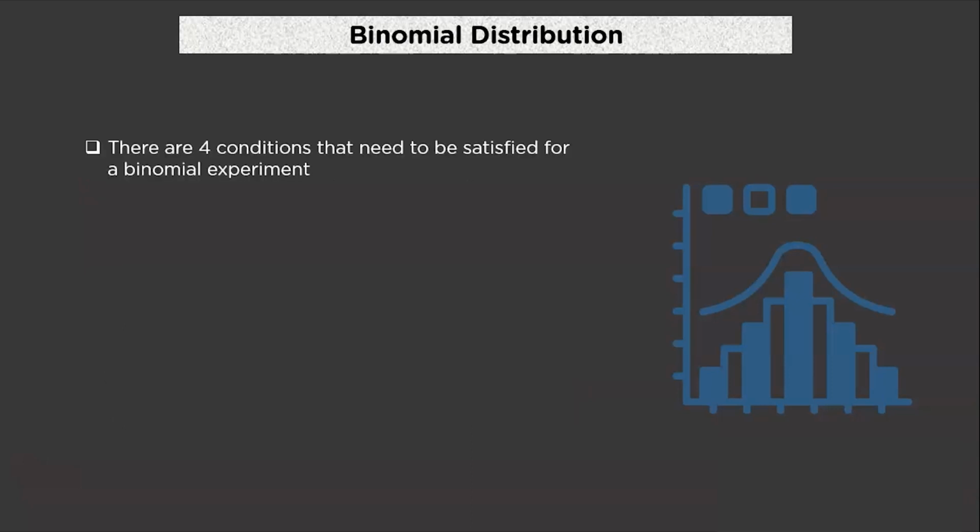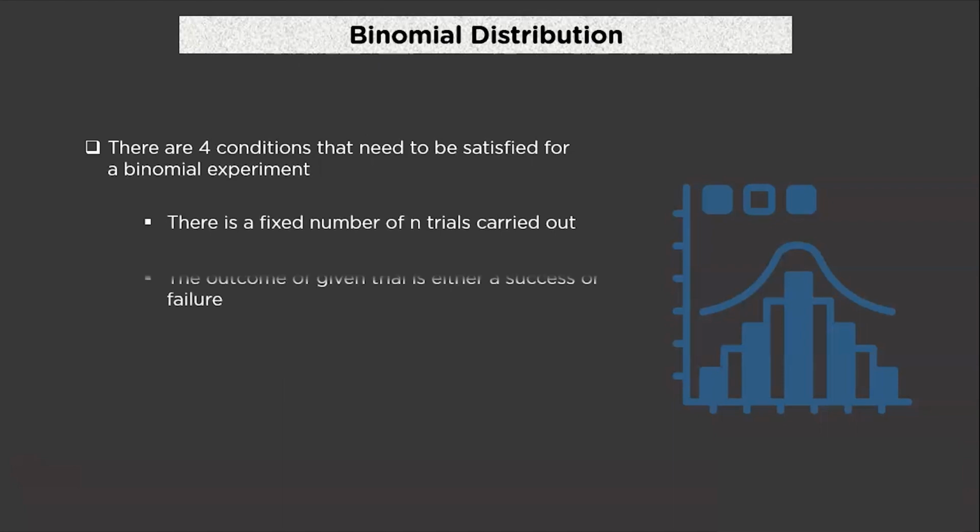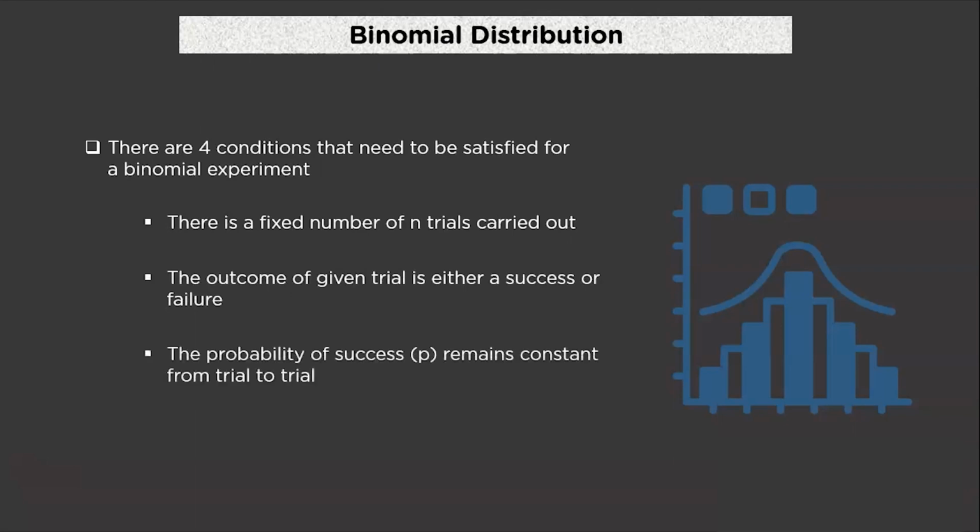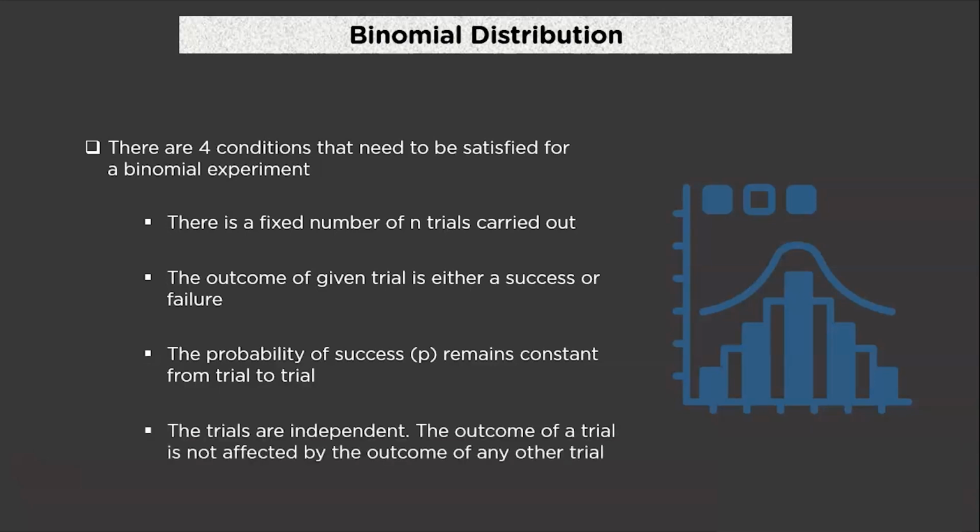There are four important conditions that need to be fulfilled for an experiment to be a binomial experiment. The first one is there should be a fixed number of n trials carried out. The outcome of a given trial is only two, that is either a success or a failure. The probability of success remains constant from trial to trial. It does not change from one trial to another. And the trials are independent.